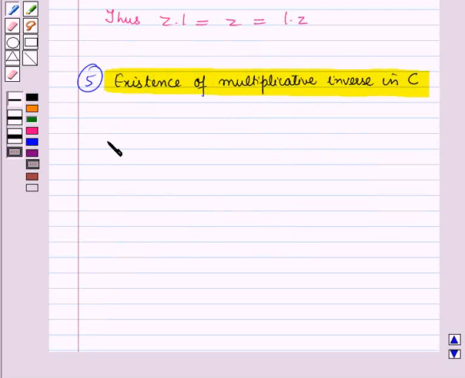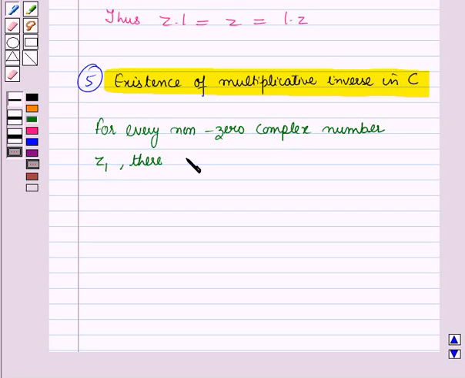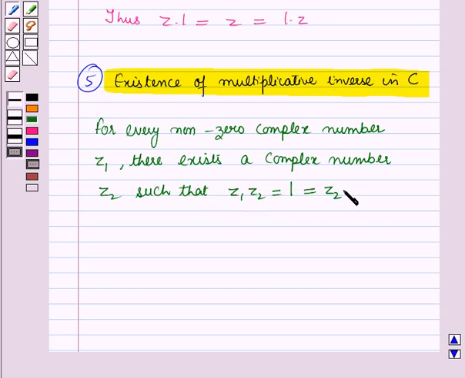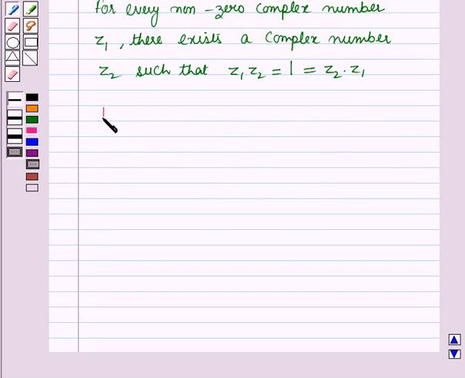Now, every non-zero complex number has a multiplicative inverse, that is, for every non-zero complex number Z1, there exists a complex number Z2 such that Z1 into Z2 is equal to 1 is equal to Z2 into Z1. Now let us prove this.